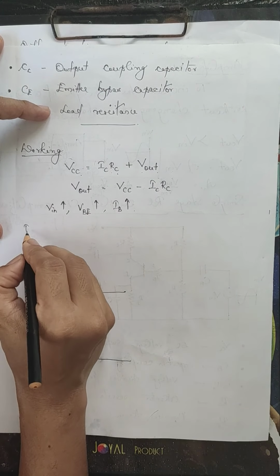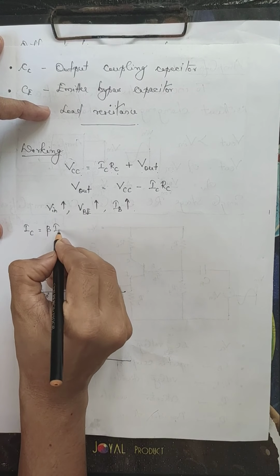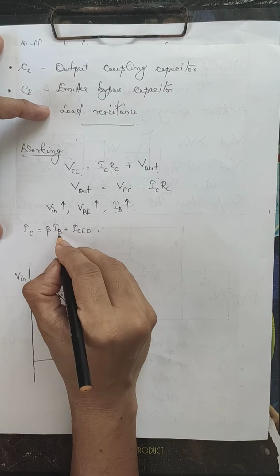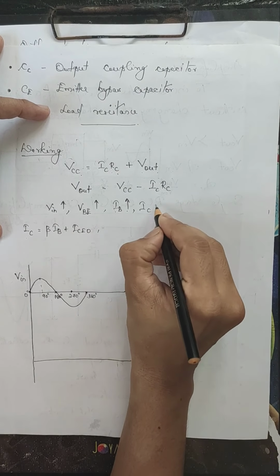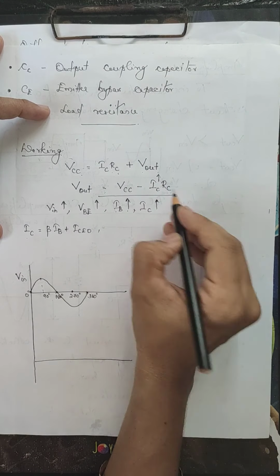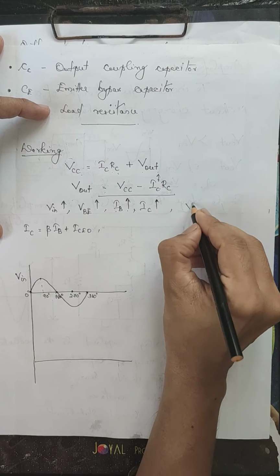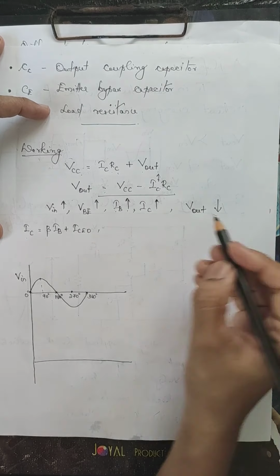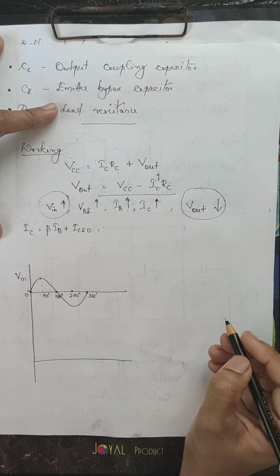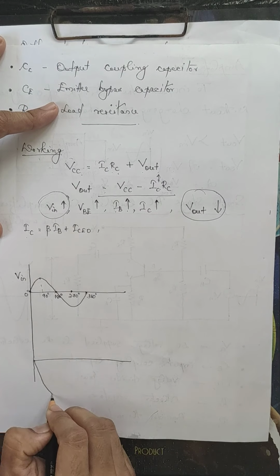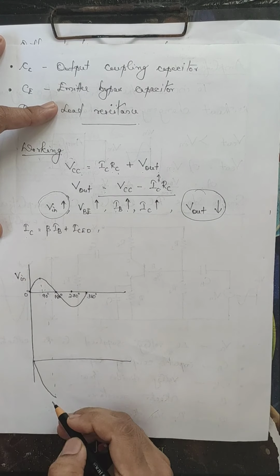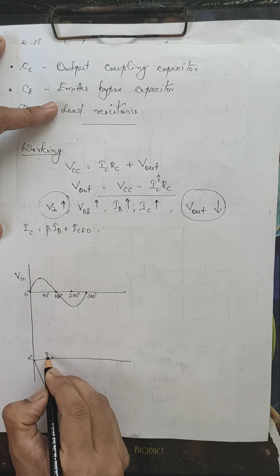So we know that collector current IC is equal to beta IB plus ICEO. So when IB increases, IC also increases. So considering this equation, what will happen if IC increases? If IC increases, Vout will decrease. So when input voltage increases, the output voltage decreases. So it should be drawn like this. When the input voltage increases, output voltage decreases from 0 degree to 90 degree.